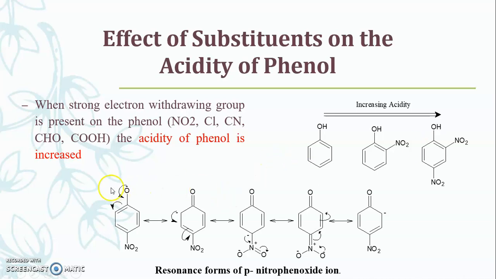Now another example we will study, where there is a nitro group at the para position or the meta position. What is the difference between their acidity, whether they will have the same acidity, because we know that they have only one nitro group, that is present only at the para position and the meta position. Means there is a difference only in the position of the nitro group, otherwise the rest of the functionalities are the same. Here you can see the resonating structures that are possible for the para nitrophenoxide ion.